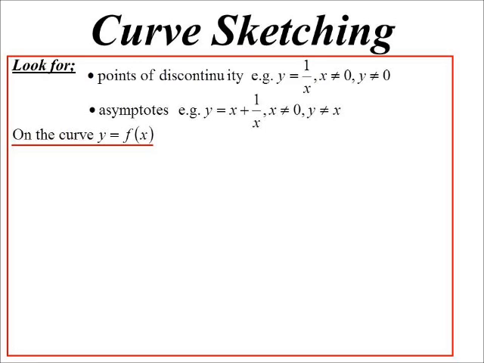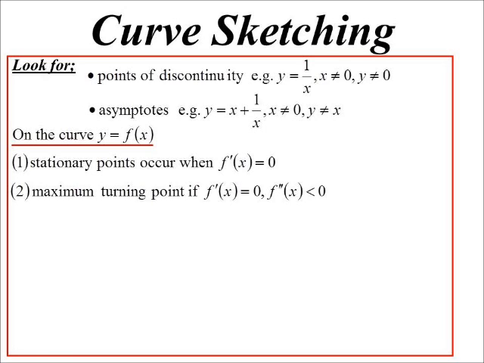But now we can add to it some other things. So on our curve y equals f(x), we know first of all we want to find stationary points. They're going to be some key points. So we'll find those, but now we can also classify them. Once we've found them, we can classify them as maximum turning points if the second derivative is less than 0, minimum turning points if it's greater than 0.